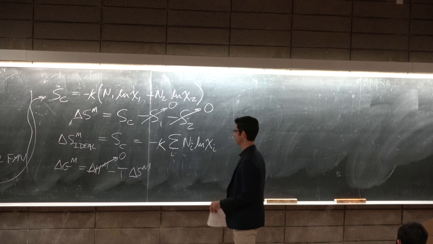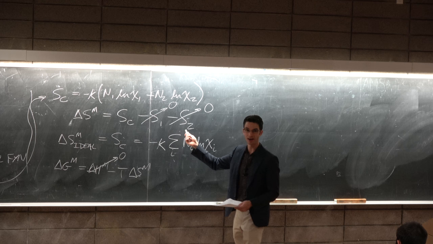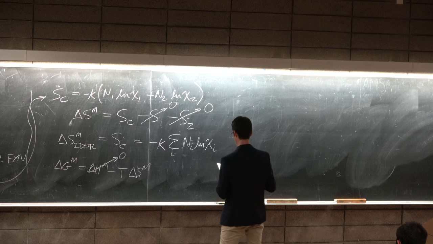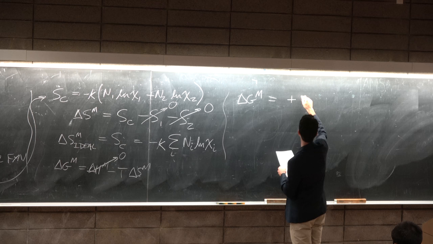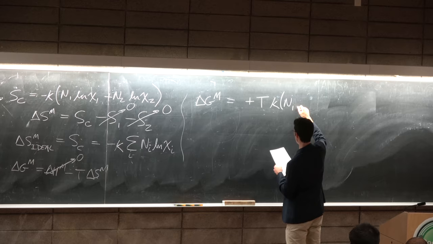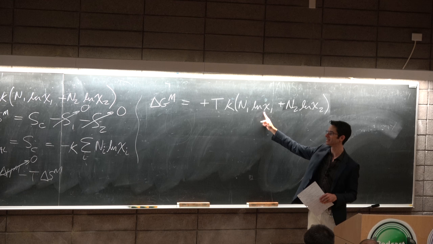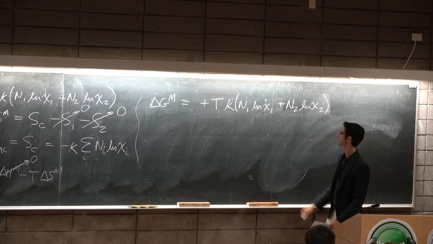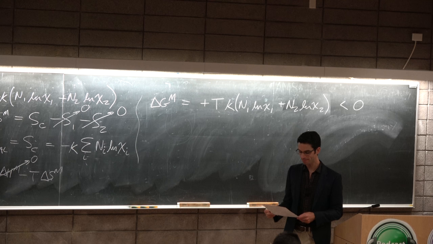And since S superscript M is just the configurational entropy of the mixed state, and we can forget about 1 and 2 because they only have one distinguishable microstate, we can write a total expression for delta G of mixing for an ideal solution as plus T k times N1 ln X1 plus N2 ln X2. And what can we say about this? A mole fraction is a fraction, right? So it's always less than 1. So this is always less than 0. An ideal solution always has a delta G less than 0.